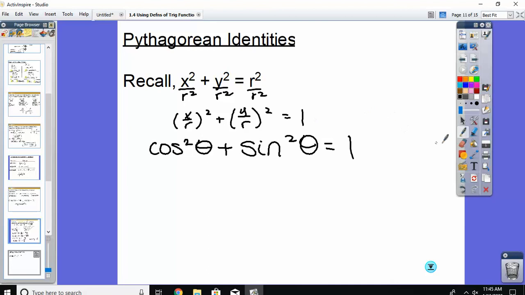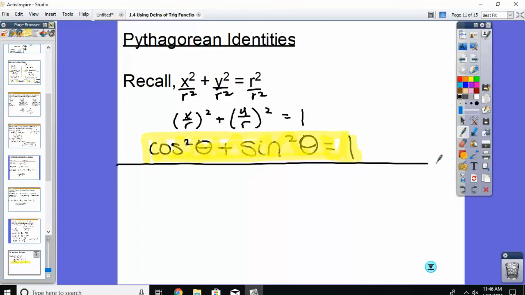This is what's called a Pythagorean identity. There are actually 3 of them. This is probably the single most important one. Cosine squared plus sine squared is equal to 1. Always. So when I give you a trig function, you could choose to use this formula to find the other one if you wanted.